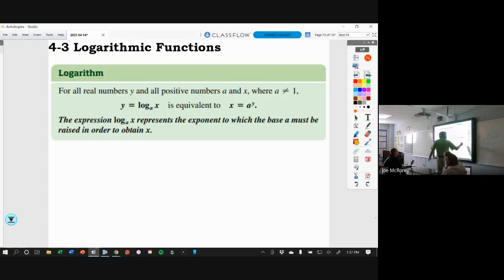Okay? And I do want to point out something else that's very, very important, and that is the fact that a and x are both positive. A cannot be negative, x cannot be negative. Can't happen. A and x must be positive, but a can't be 1. A can be any positive number except 1. Okay?